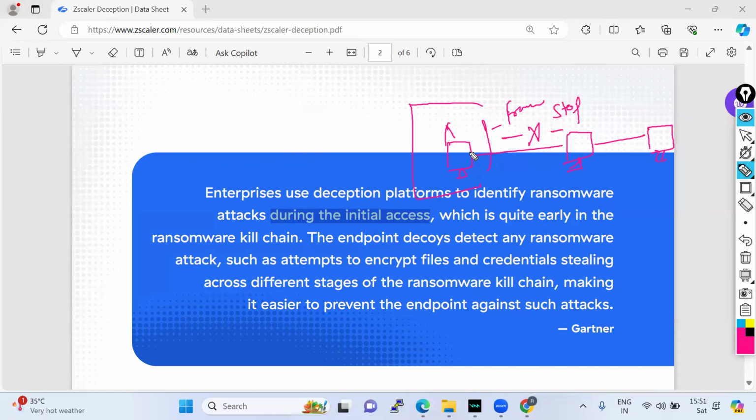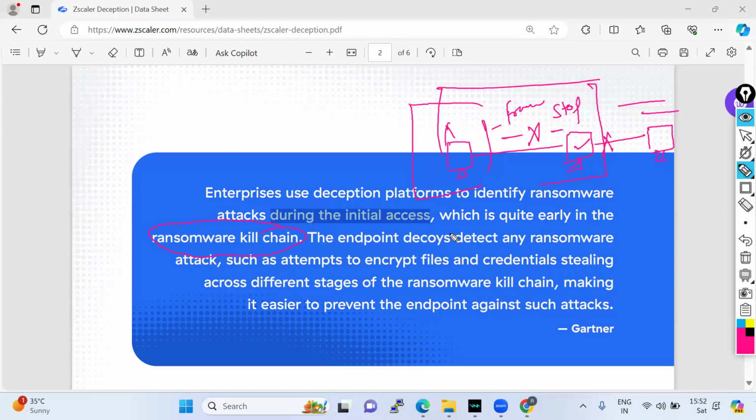Let's suppose for some reason it is not understood by this machine and it moves to this one. This PC is not going to understand, but this deception is going to understand this PC has been compromised. So it is going to stop right away and isolate it from the network, so another network is not going to be infected. That's why this is going to be detected in the initial stage, and once it detects this, they are going to kill the chain. Ransomware chain means they cannot do the lateral movement even.